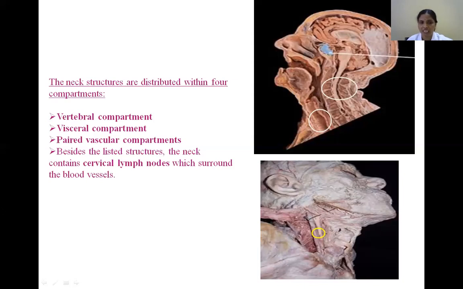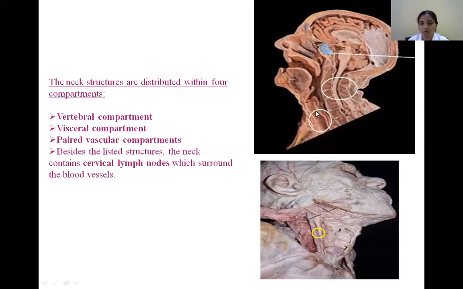So all these compartments, vertebral, visceral, and vascular compartment. You see, there is a protective fascial envelope. So what is that fascial envelope? Here the muscles are covered by the prevertebral fascia, whereas the viscera are covered by the pretracheal layer of the fascia.